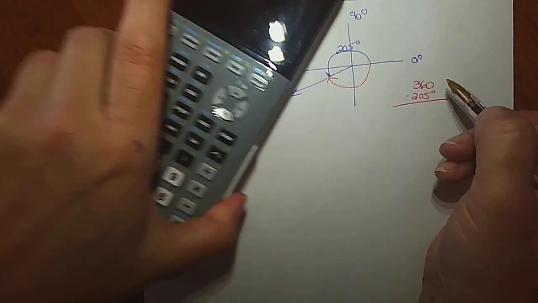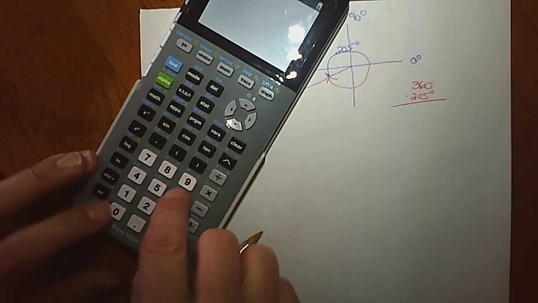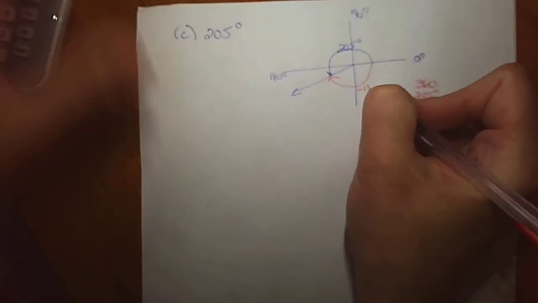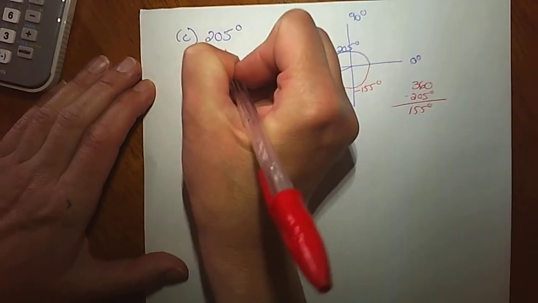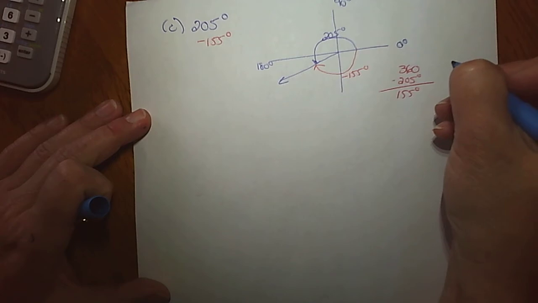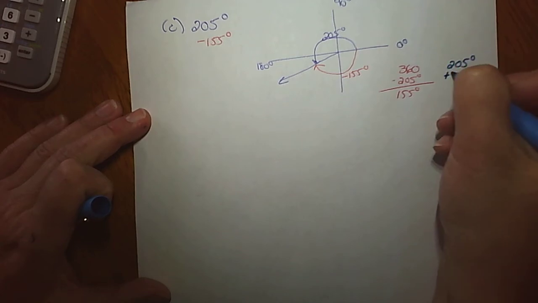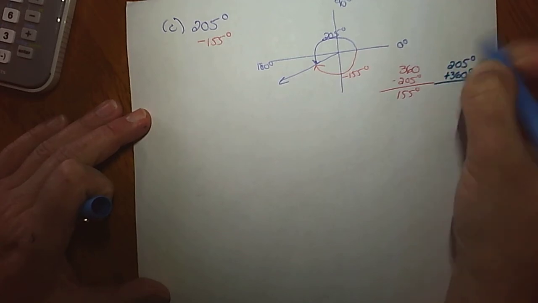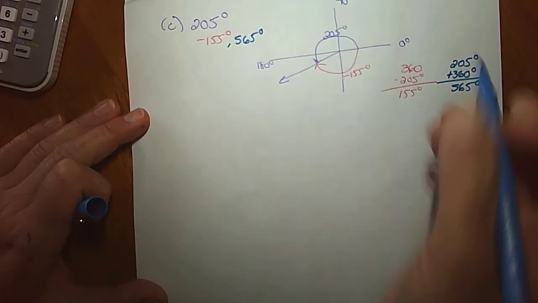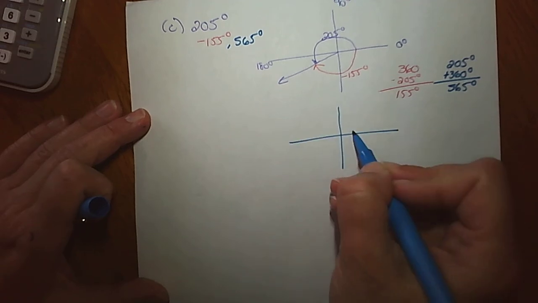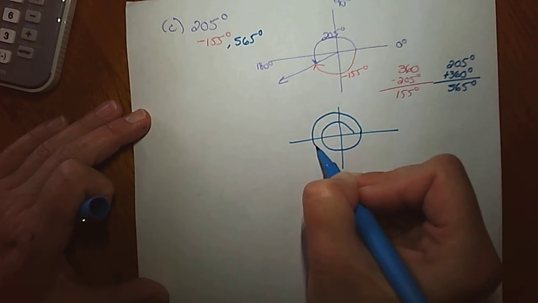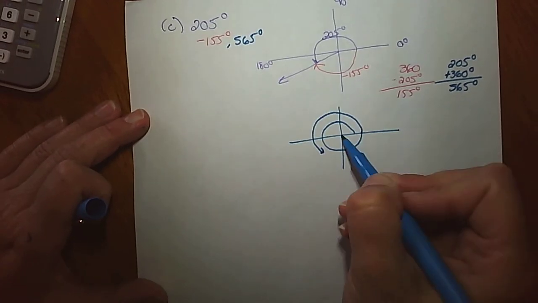So if I do 360 minus 205, getting 155. That means I'm going backwards 155. So that would be one of the coterminals. Then to get the other one, you take your 205 and you add on 360. And that would give us 565. So what that means, you guys, if you sketched it, it means I went around the circle once, that's 360, and then another 205. That's what that means if you graphed it.